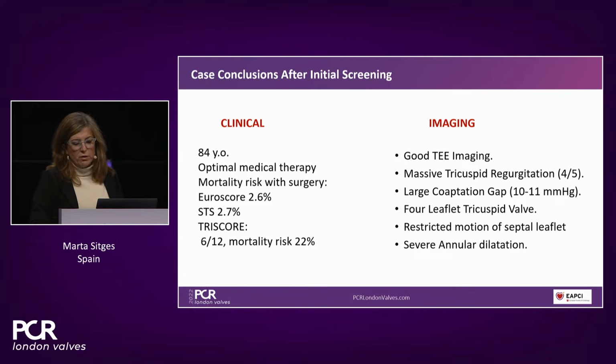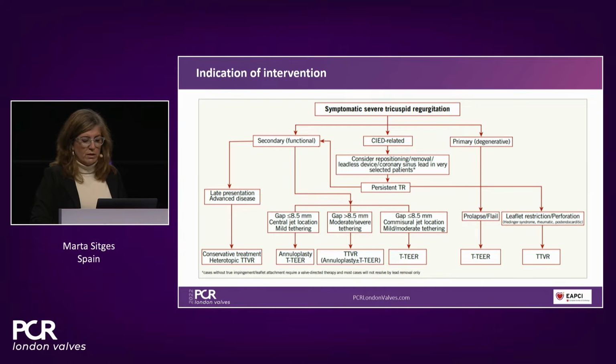And for that, looking at the imaging and the functional anatomy, we had a good transesophageal imaging for guiding. That was important. But we had a large coaptation gap with 4 leaflets, which is a little bit more challenging. A little bit of restriction of the motion of the septal leaflet and severe annular dilatation.